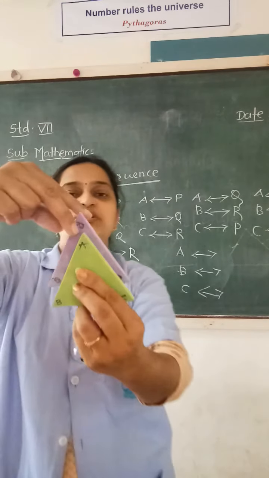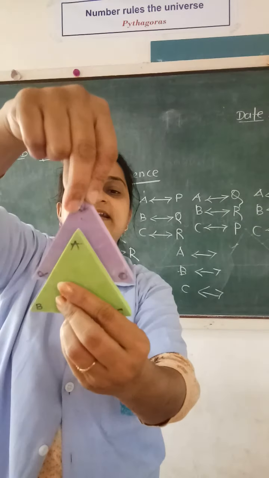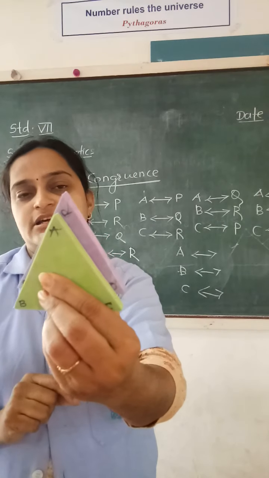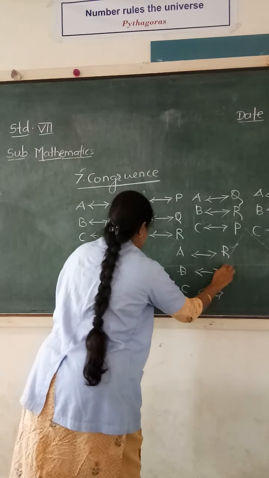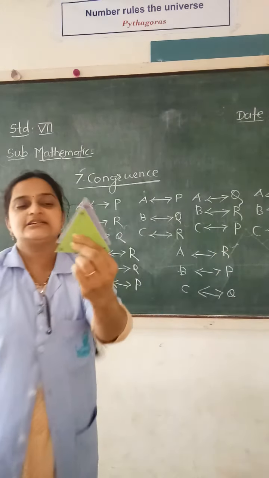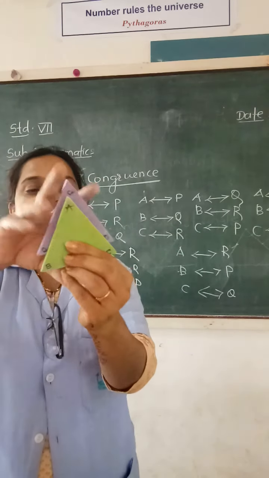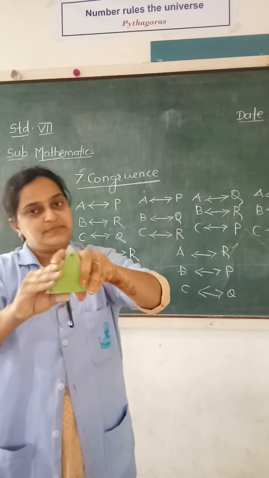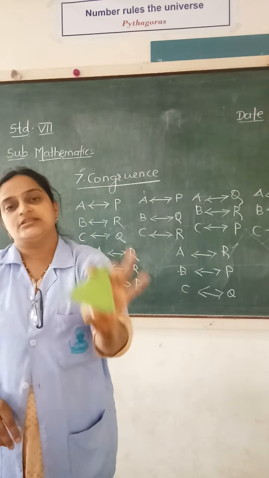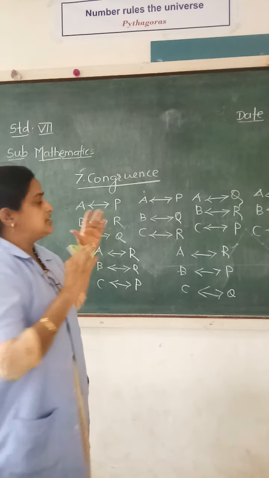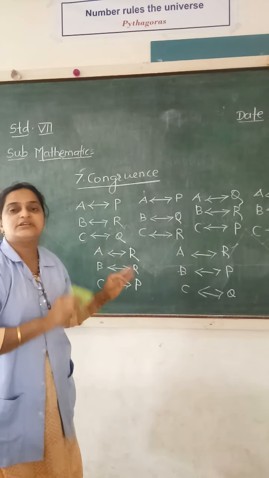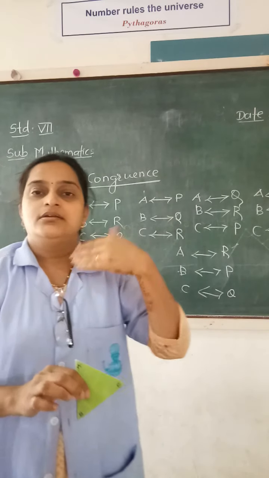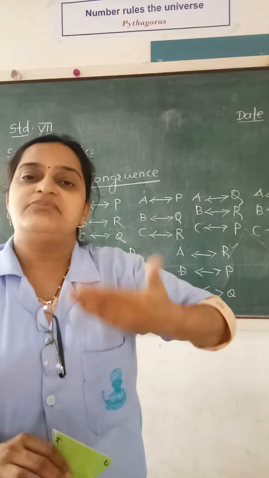Now I can do one more rotation here. I will just rotate it in this way, and what correspondence am I going to get? A corresponds to R, B corresponds to P and C corresponds to Q. You can easily see it over here. Okay. So in 6 ways I can place two triangles on each other. This is called the correspondence between the vertices of two triangles. This concept is very important, and using this we are going to study some further concepts.